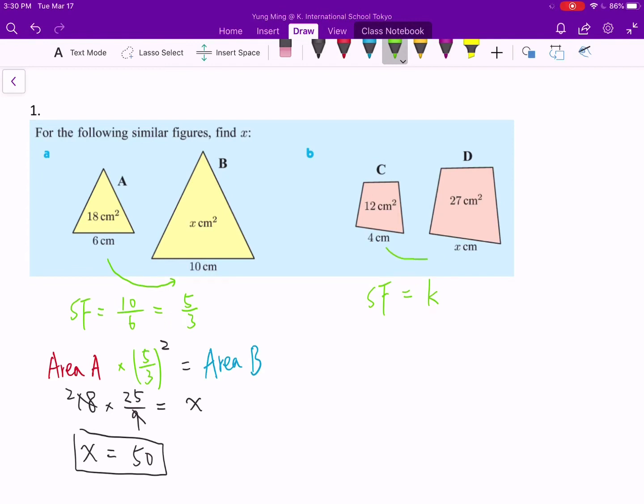Part B, scale factor is k. I don't know how much I need to go from 4 to x. But one thing I know is, if I have area C, I need to multiply by my k squared in order for me to get to area D.